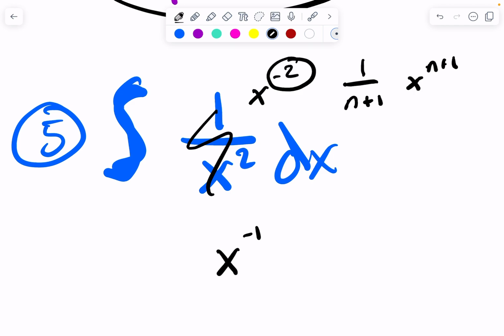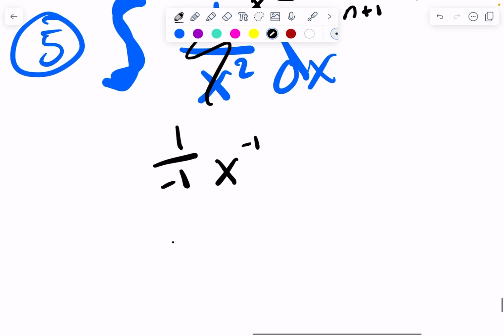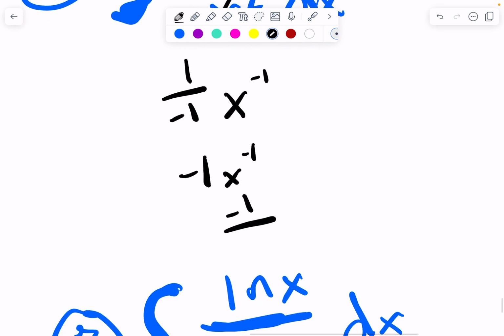Right. Okay, that means my exponent out front, or my number out front, is 1 over negative 1. Okay, so this is negative 1 x to the negative 1 power, or negative 1 over x if I bump him back down to the bottom. Oh, don't forget plus c.